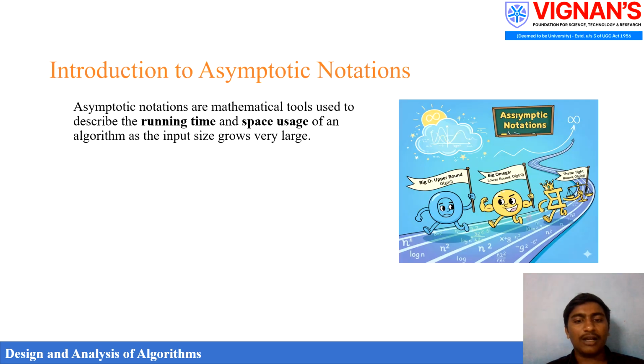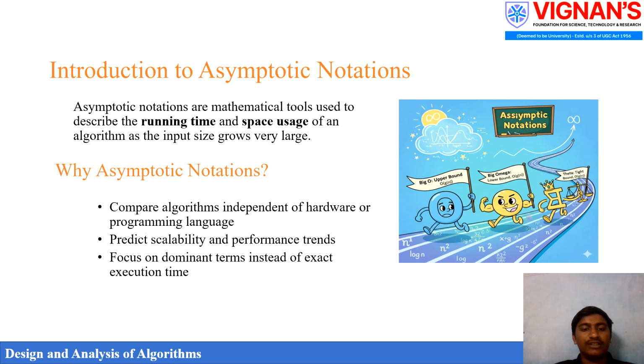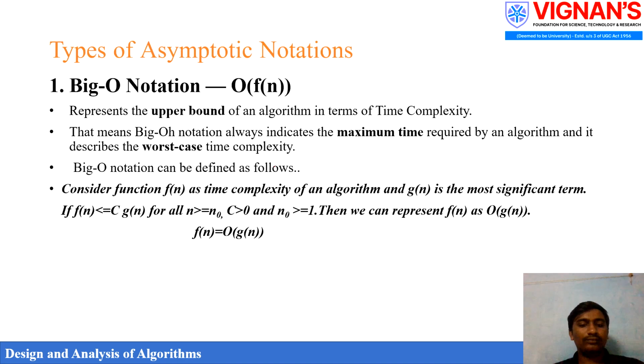Asymptotic notations are mathematical tools used to describe the performance of algorithms when the input size becomes very large. Why asymptotic notations? They help us compare algorithms without depending on hardware or programming language. We use asymptotic notations to predict scalability, focus on dominant terms, and analyze algorithms efficiently instead of measuring exact execution time. There are three main types of asymptotic notations: big O, omega, and theta.